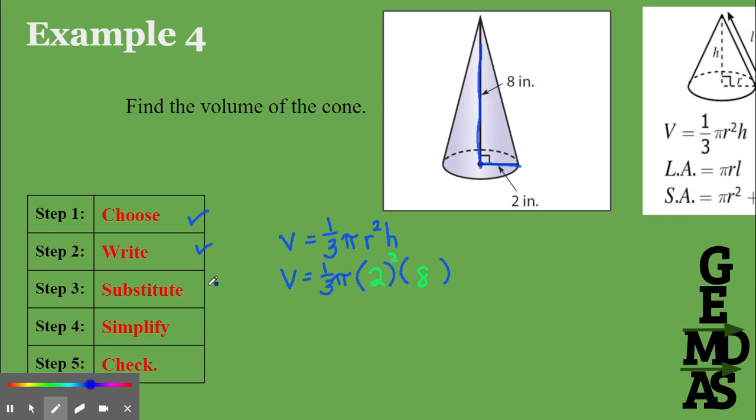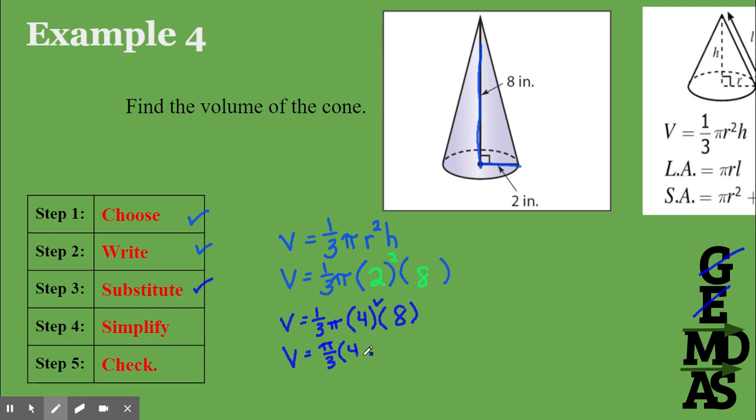Using the order of operations, we're going to simplify. There are no groups. There are exponents right here. So the very first thing we're going to do is that piece. 2 squared is 4. No more exponents. Now multiply and divide left to right. When I multiply 1/3 times pi, I write it as pi over 3. You can actually multiply and you'll get a decimal, but I like to keep it this way. Times 4 times 8.